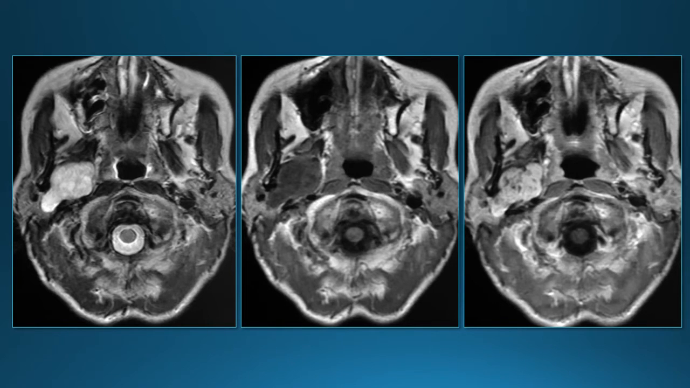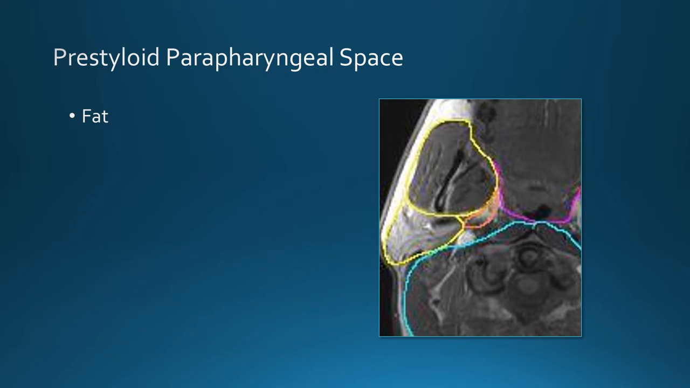Next patient, we see a mass here on T2 weighted images and pre-contrast T1 and post-contrast T1. This mass is next to the pharyngeal mucosal space, so we can describe this mass as being in the parapharyngeal space. And as I said before, the parapharyngeal space has two compartments, a prestyloid and a retrostyloid. So this is in the prestyloid parapharyngeal space.